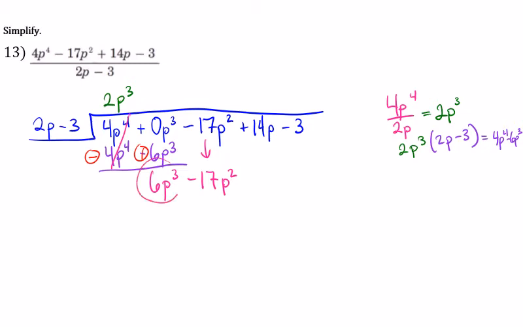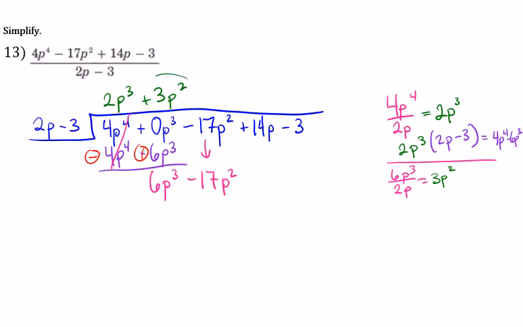So now I'm going to do 6p cubed divided by 2p. So remember, we kind of ignore what's here now. Now we're just focused on this. So we have 6p cubed divided by 2p. So that's going to be 3p squared, right? So I'll put that up here, positive 3p squared.